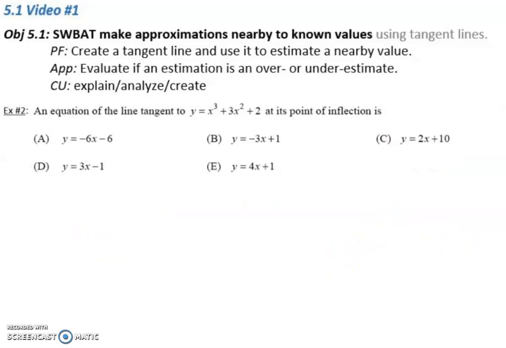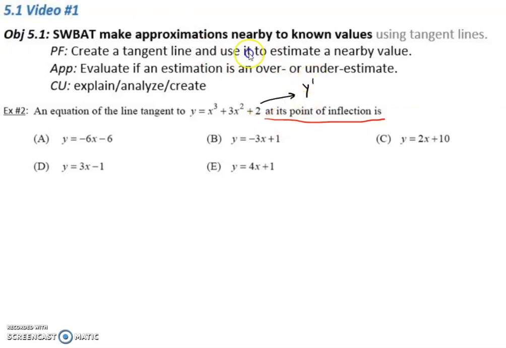I've got another example of that. This is an actual AP question, so I wanted to throw it in here. They ask for the same thing, except they don't give you an x value at all. They say at its point of inflection. So the first thing we need to do is find that point of inflection. In order to do that, we need to take our derivative twice and set it equal to 0.